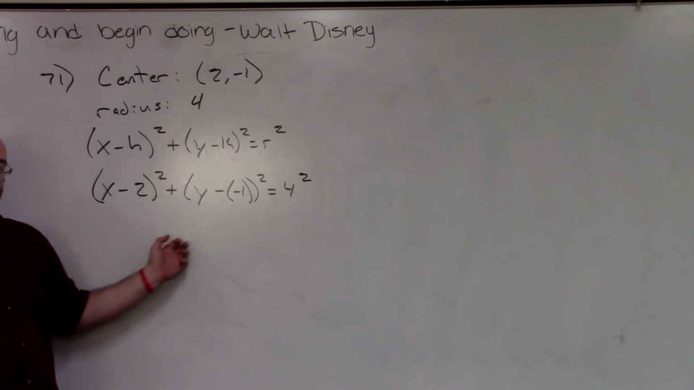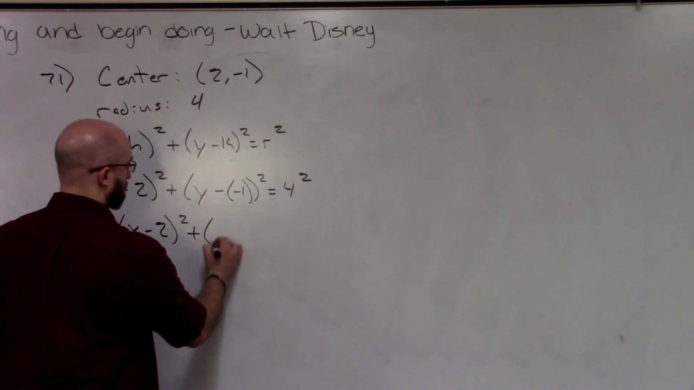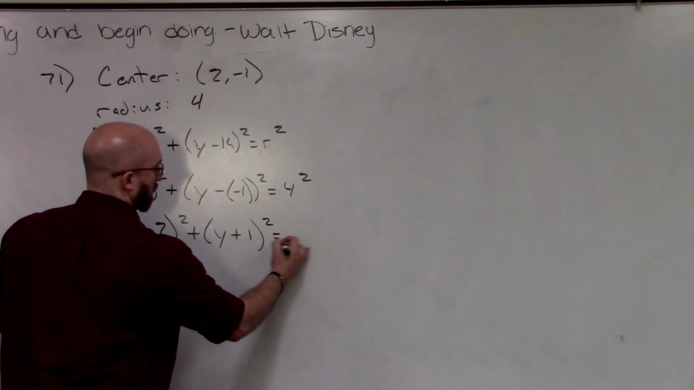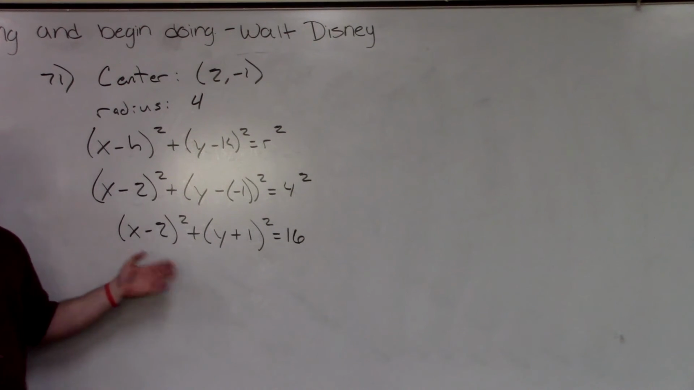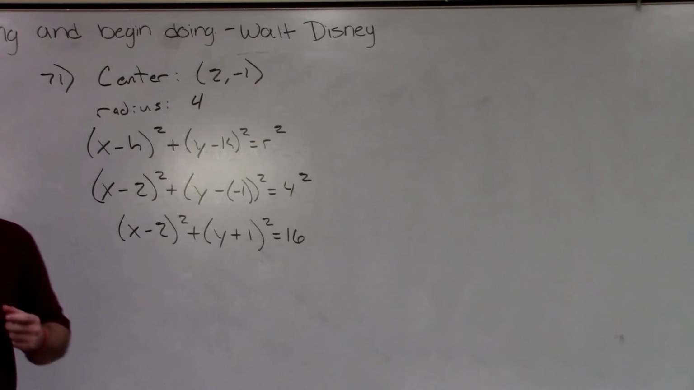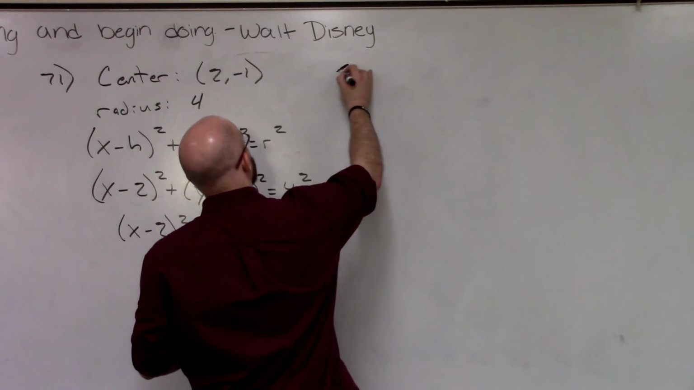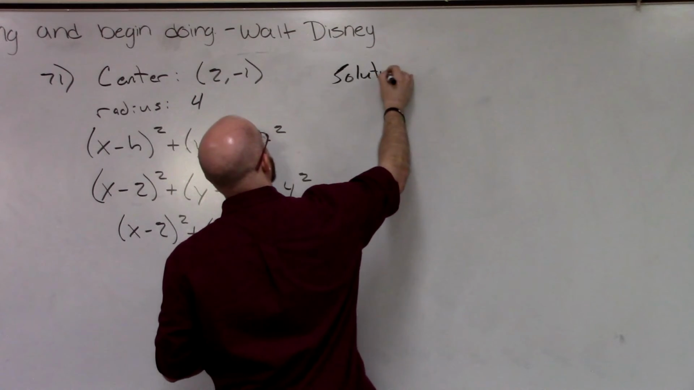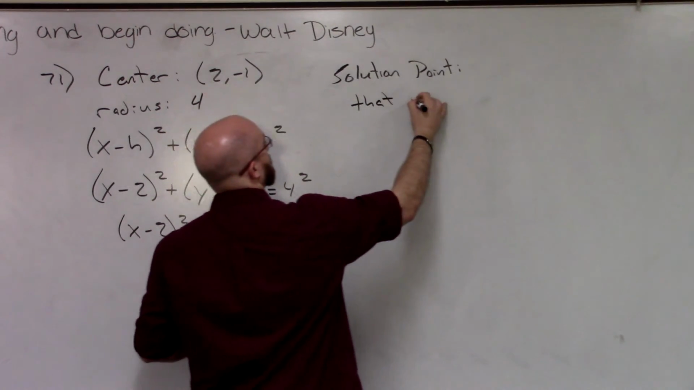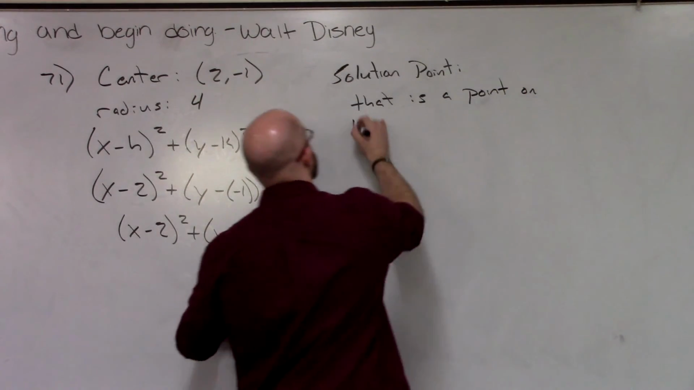Go ahead and simplify it. So it's going to look like x minus 2 squared plus y plus 1 squared equals 16. That's the answer. That's what they're looking for in the book. Okay. There are some other problems where they say solution point. So I'll write this down. Solution point. If you see the word circle and you have a solution point, that is a point on the circle.